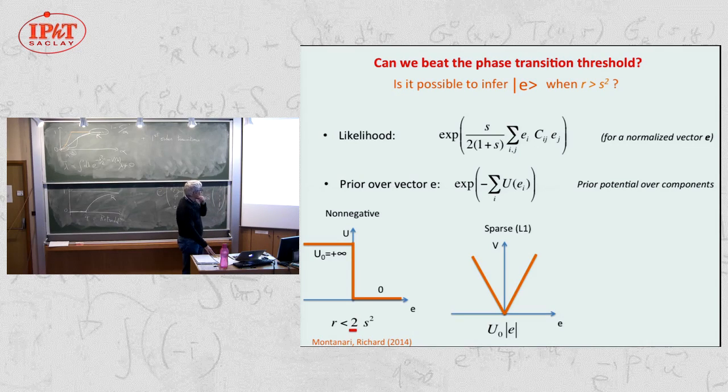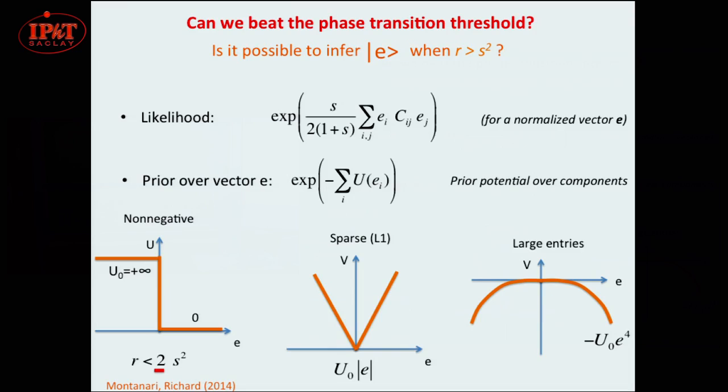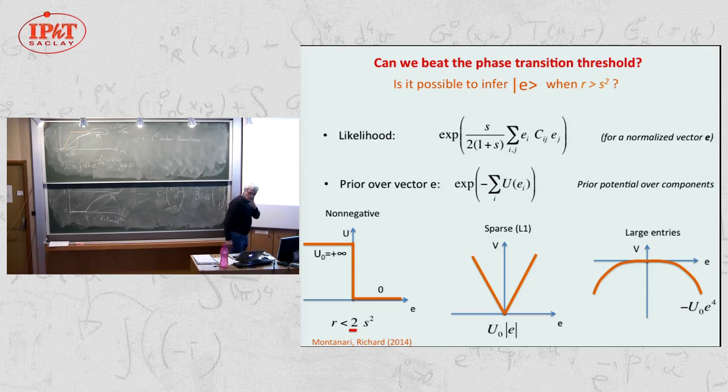So of course you can consider other potentials. You can have potentials, for instance, favoring sparse components. And one example we were interested in is a potential like this. Sorry, this is U, this is not V. This potential favors large components. I will show you in the next lectures why we were interested in this potential, but let's forget about that. There is a biological motivation for that, but I won't talk about it now.